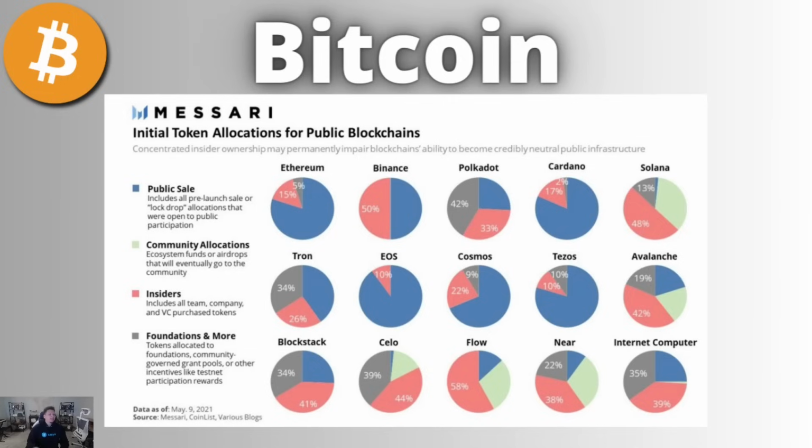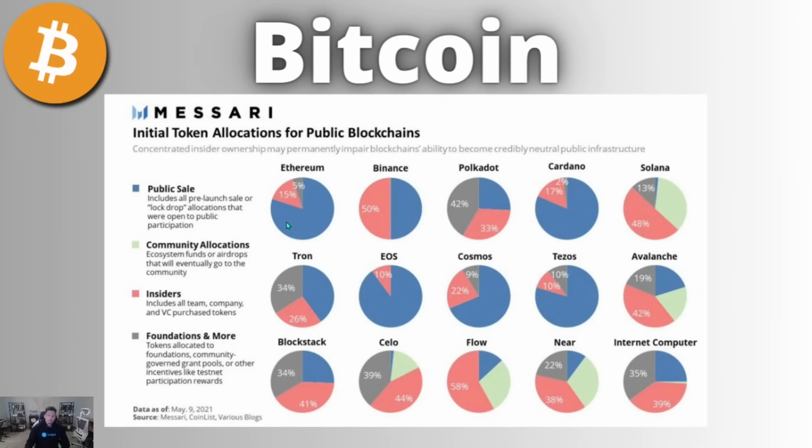Because when you give allocations to teams and insiders and all this kind of stuff, you create a coin that is easily manipulated and can be dumped on the retail investors that come in later.